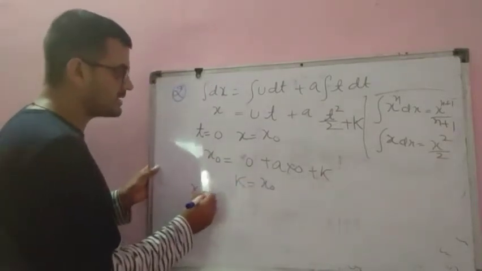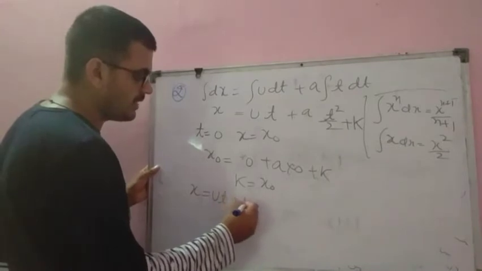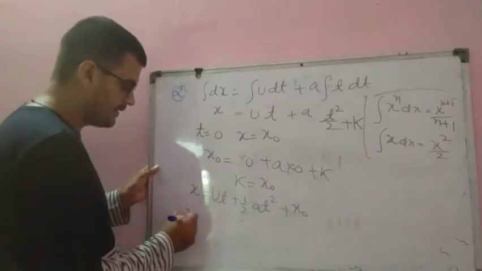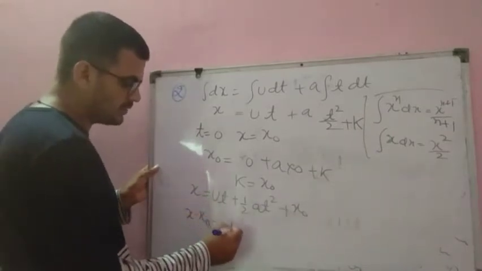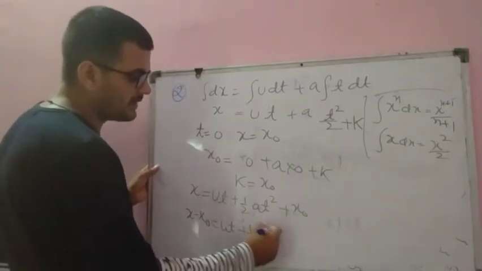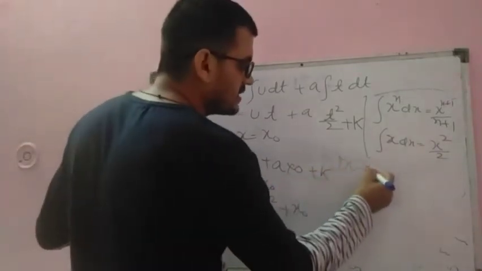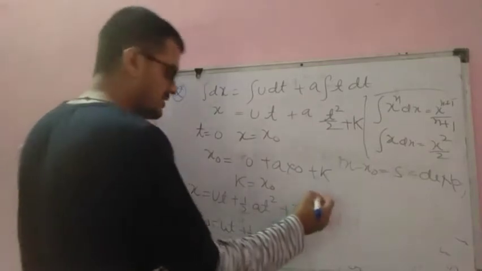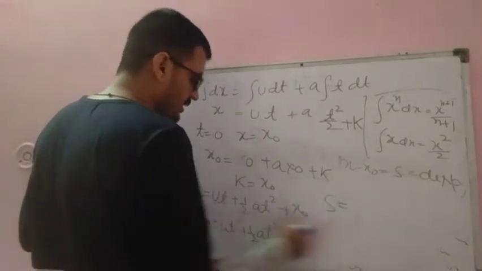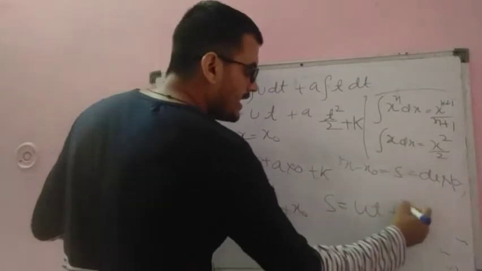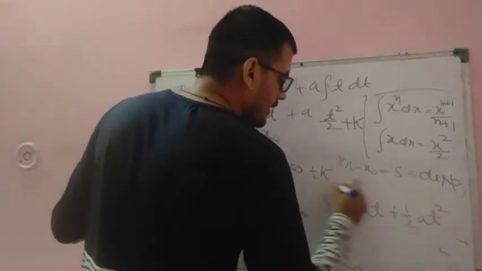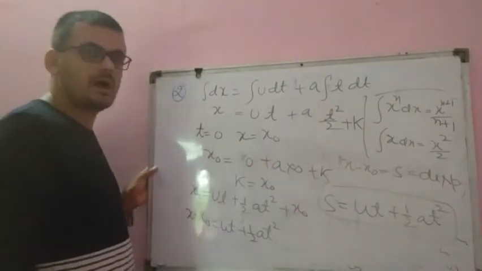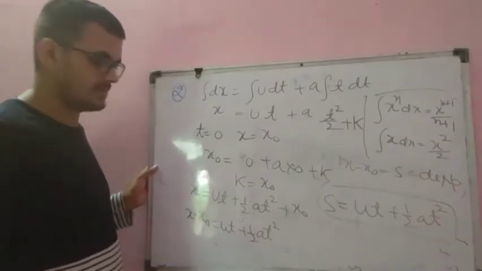So what will be the equation? x equal to ut plus 1 by 2 at square plus x naught. So put it here, x minus x naught equal to ut plus half at square. Let x minus x naught equal to s. What is it? Displacement, or distance, you can say. So we got s equal to ut plus half at square. This one.